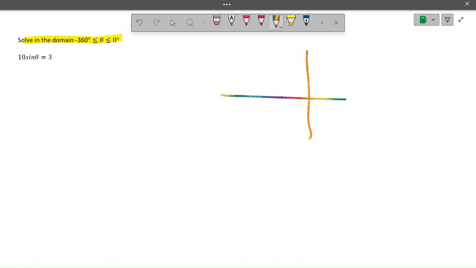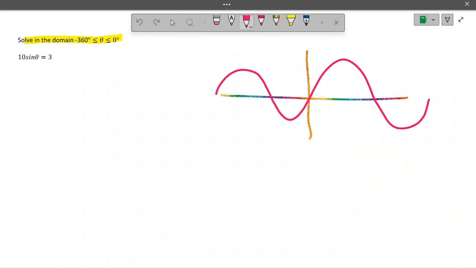So if you remember, we kind of have something that looks like this. Don't know what I did there. Okay, what that means is we're looking at this chunk of the graph, from 0 to 360. We've been looking at the positive side for the domain, and this time we are looking at the negative side.